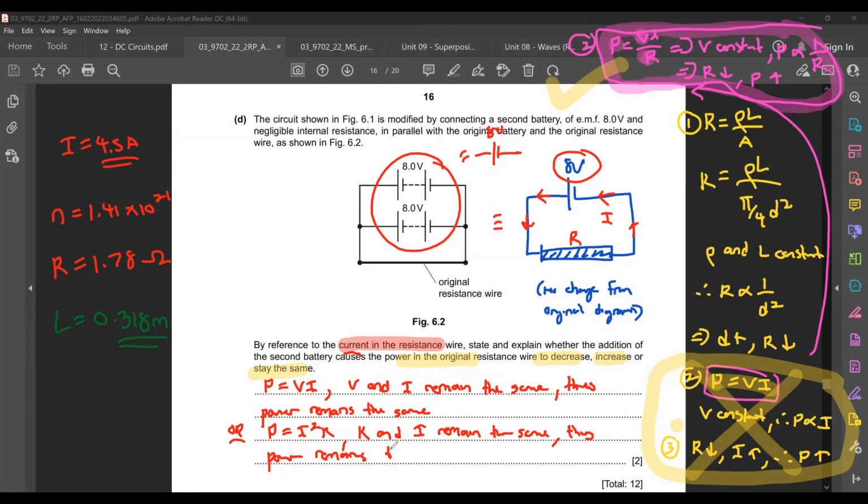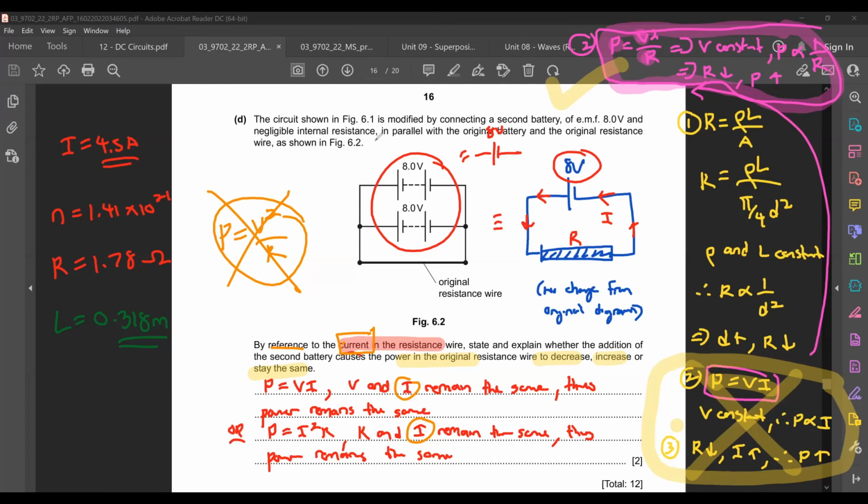remains the same. But whatever answer you use, you must make it with respect to your current. You must mention current because the question says by reference to current. So your answer must relate to your current here. That's why I cannot just say I want to use P equals V squared over R. If I use this, there's no current term to use. So I won't use this. Instead, I'll use P equals VI or P equals I squared R.